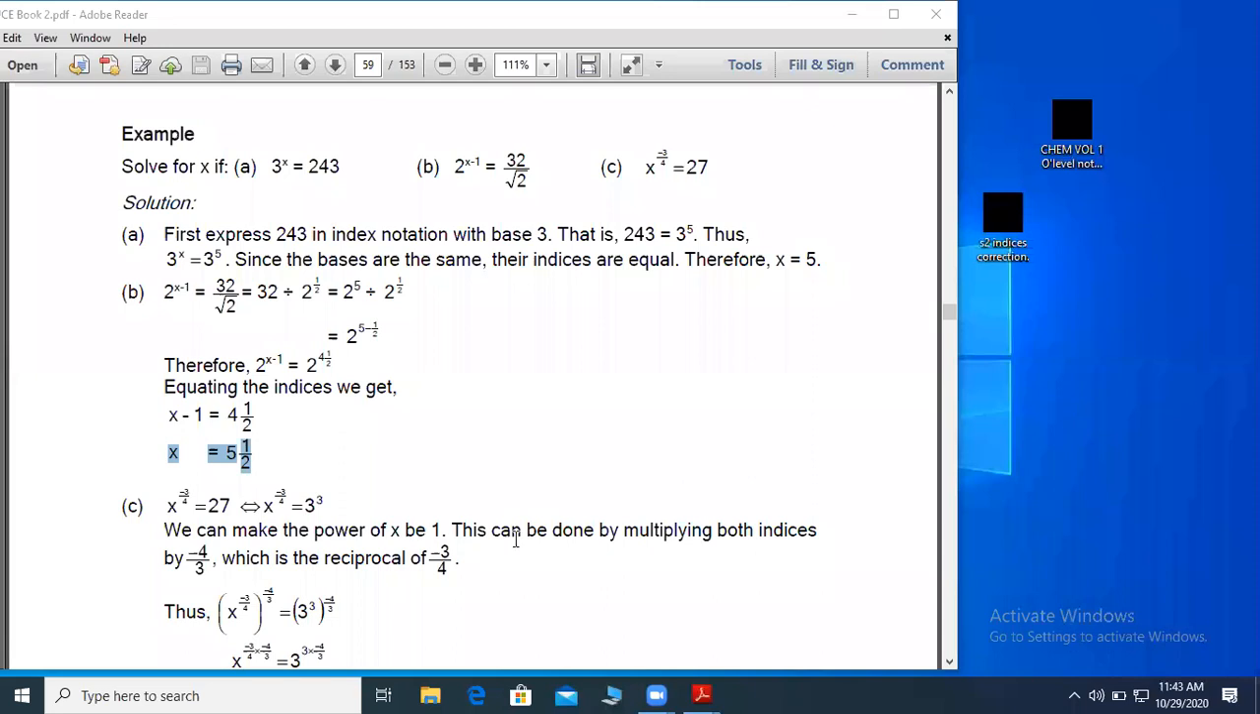Now alternatively, we can also change this power to be a positive. The easiest thing to do is change this power to be a positive and say this is 1 out of x to the power 3 over 4. Then you cross multiply.